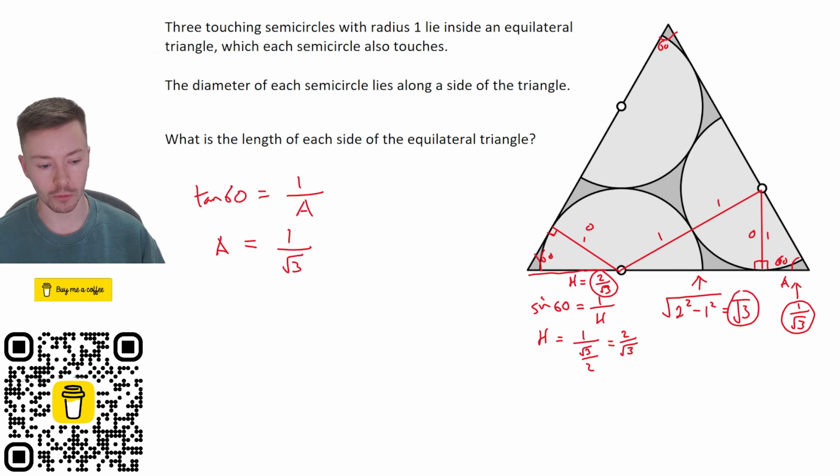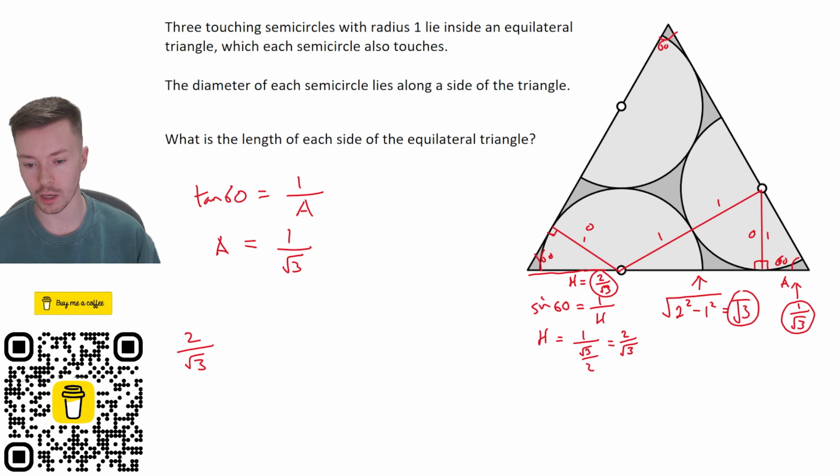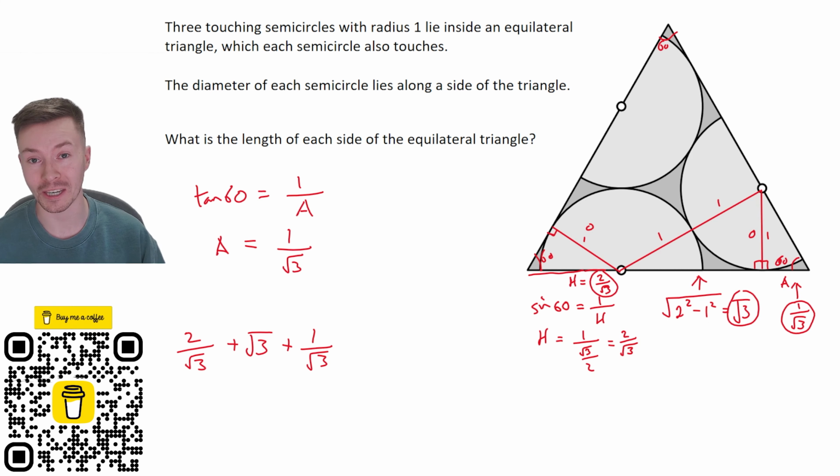So what I'm going to do is I'm going to do 2 over root 3, and then I've got root 3 here in the middle, so plus root 3, and then plus 1 over root 3. Now, of course, you could plug that all into your calculator and it would tell you what it is straight away, but it's always quite nice to just do it a bit algebraically. So 2 over root 3 plus 1 over root 3, that is 3 over root 3, plus root 3, because we've still got this root 3 in the middle here.